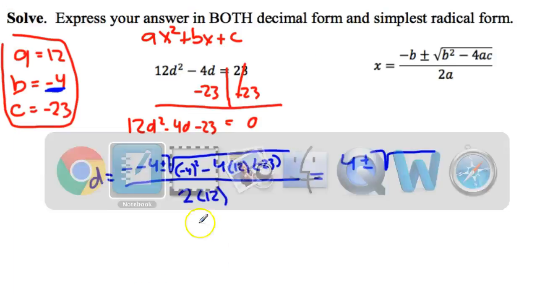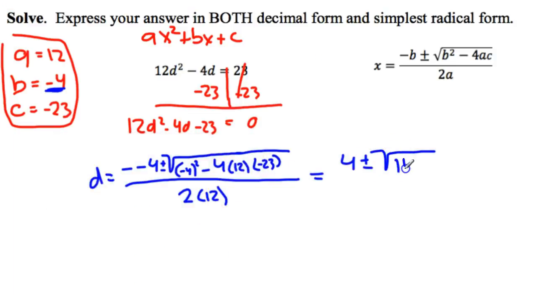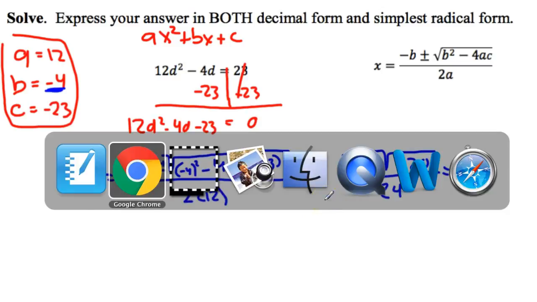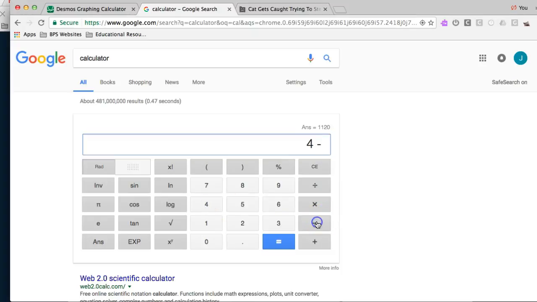1,120. This is divided by 2 times 12. Well, that's 24. All right. Now, if I'm going to get a decimal answer, I just put these back in the calculator. So 4 plus square root of 1,120 equals, and that's divided by 24.